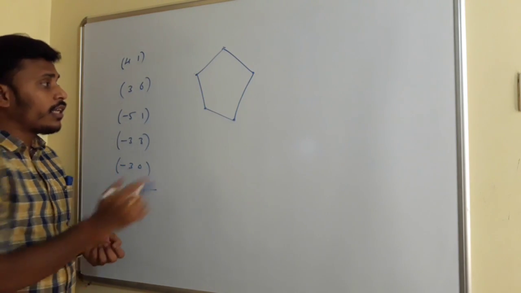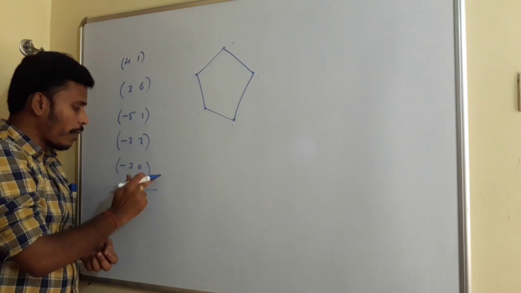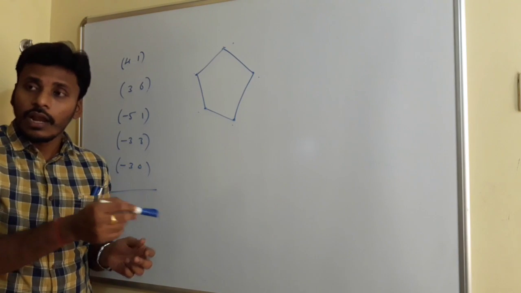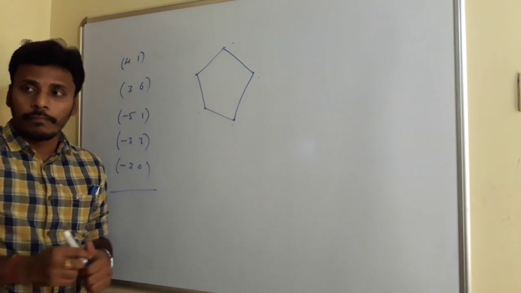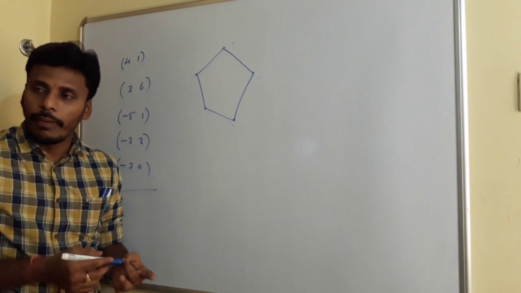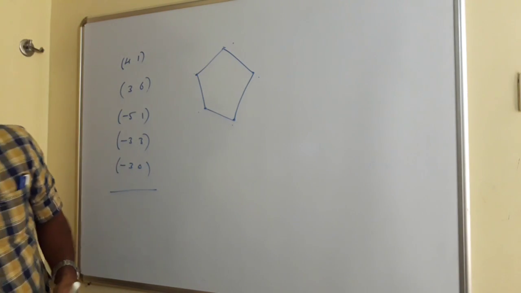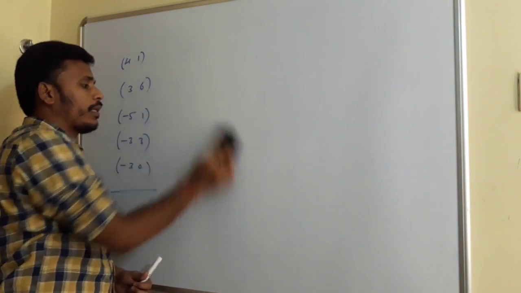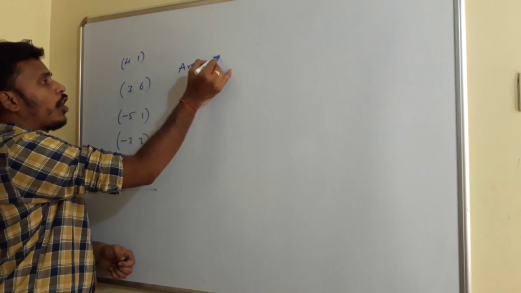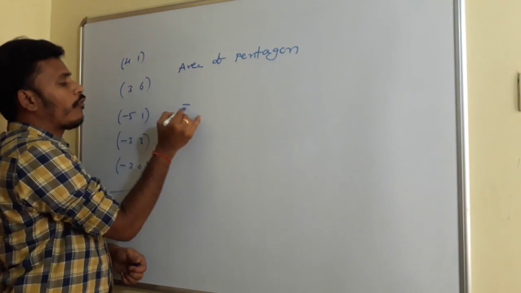Right? See, the coordinates of these 5 vertices are given like (4, 1), (3, 6), (minus 5, 1), (minus 3, 3), (minus 3, 0). Just now we found the area of the triangle using the method. Now I am going to find the area of this figure. See, finding area for any polygon like triangle, quadrilateral, pentagon, hexagon, octagon, for every polygon of this type, you will find the area just by using that determinant method or crisscross method. Now, here I am going to find the area of this figure, which we usually call a pentagon since it is formed by 5 vertices.